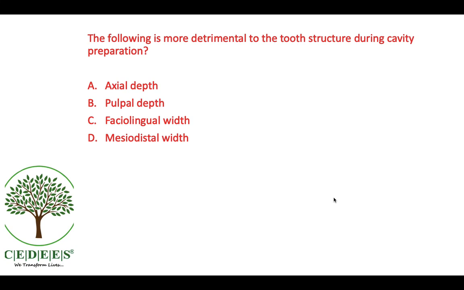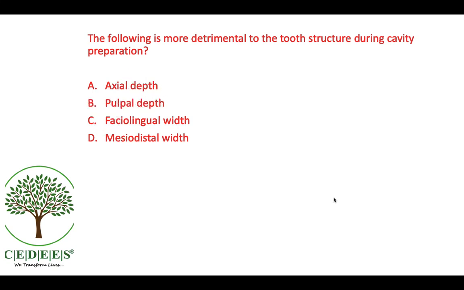Next question says, which of the following is more detrimental to the tooth structure during cavity preparation? Now this question is slightly incomplete as it does not mention what type of cavity preparation, which restorative material, whether composite or amalgam. As we all know that for composite, the dimensions are not that important. So considering this question is for amalgam, the best option out of these four would be pulpal depth.